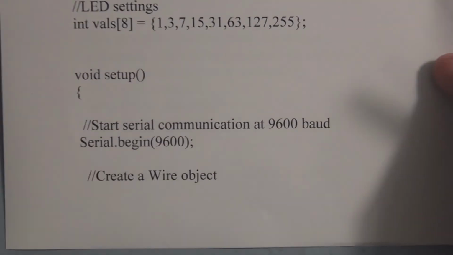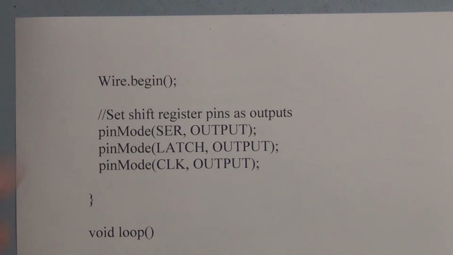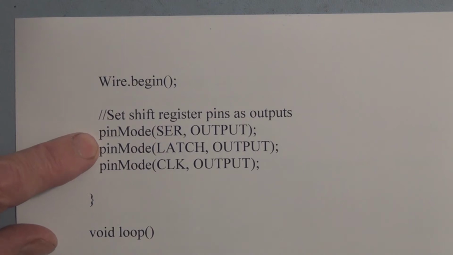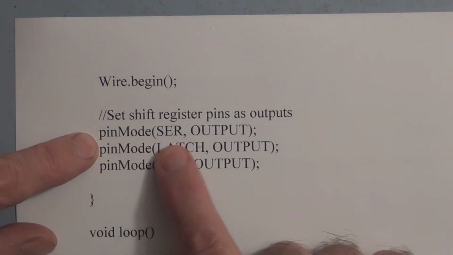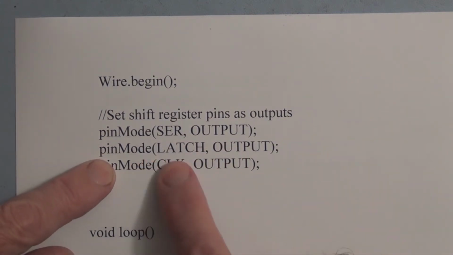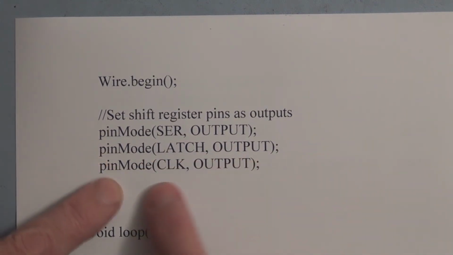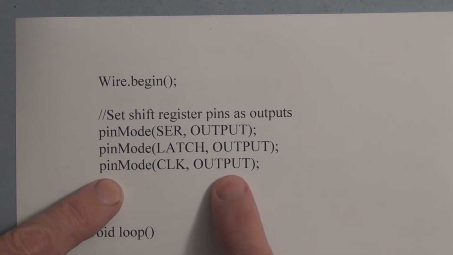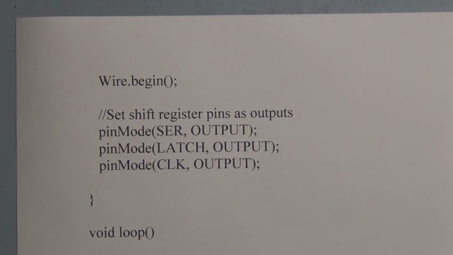Now we set up the serial port communication just like before. So here we have Wire.begin. We create the Wire object, and here we specify the pins as output on the Arduino. We have pinMode SER is an output, pinMode latch is an output, pinMode clock is an output from the Arduino.